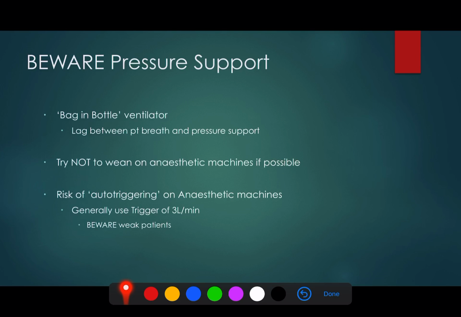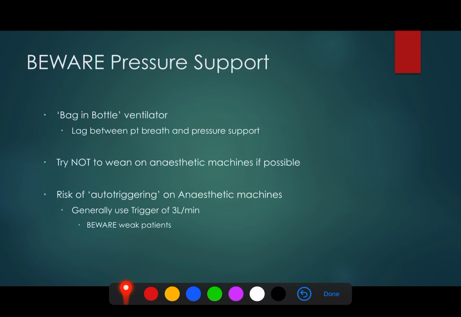And anaesthetic machines aren't quite as sensitive as the intensive care machines. They're not quite as clever as intensive care machines. So you can get what we call auto-triggering, where the ventilator thinks the patient's taking a breath when really they're not, and it tries to give a bit of additional pressure support. And so patients can start looking very uncomfortable if they're trying to breathe and they're being given pressure at the wrong time in their respiratory cycle, or the ventilator may think that its patient is breathing when they're not.